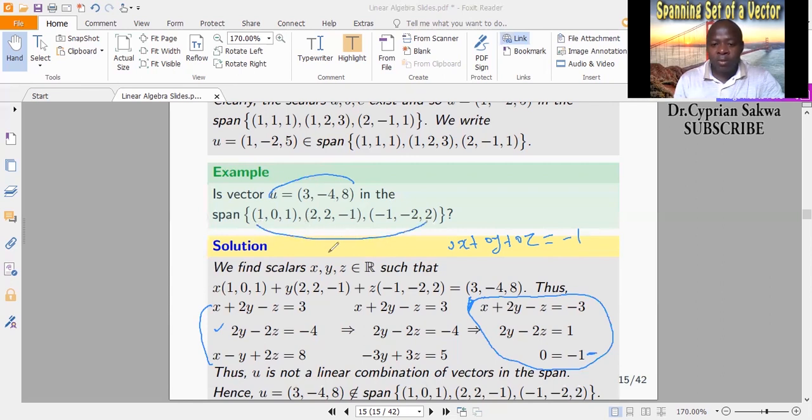And since that is not possible, we say that U is not in this span. U is not there. So let's look at another quick example.